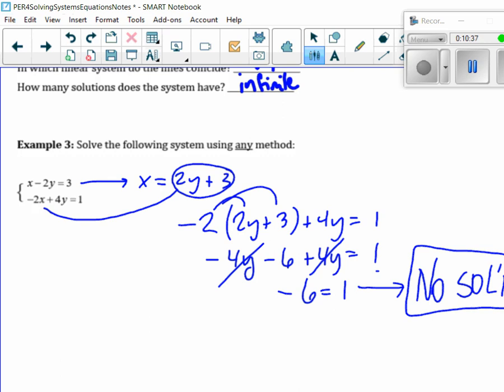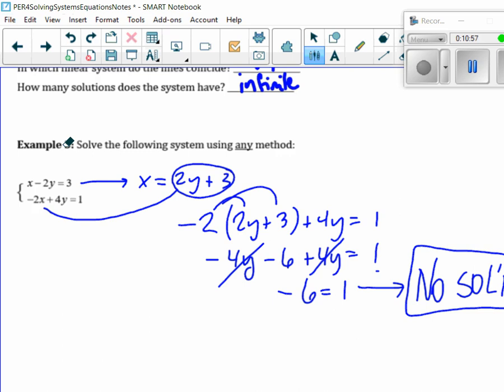Yes? And you could do this really quickly, if you say this was on a test and you're not quite sure if you made a mistake somewhere, how could you verify that this was no solution? You could do it the other way and see if it still worked. Okay, what's another way you could check to see if there was no solution?